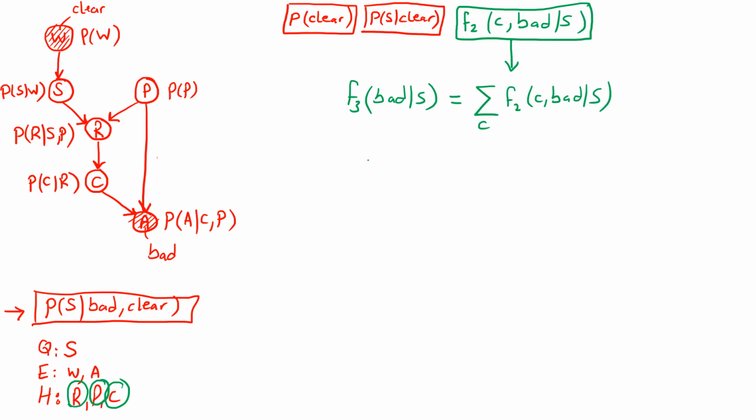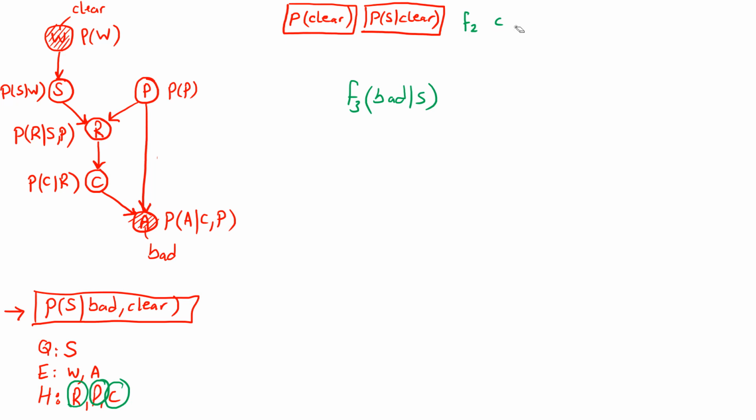Very good. Why didn't we do any join, Muhammad? Yeah, so it was one factor, so we don't have anything to join with, so we just did this sum to eliminate C. Very good. Now, Mustafa, do you have any question before we erase this? Okay, so now instead of that factor, we have a new factor, which is F3 of bad given S.